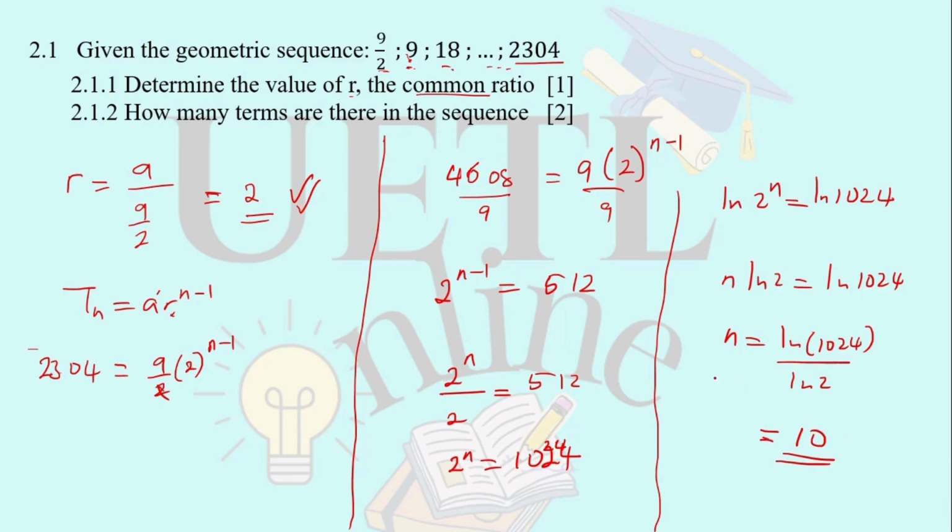From here there are many other ways to solve this equation. I just used this one, which is a more direct one. You just have to apply ln and the laws of logarithms and get your answer. So this was our answer for the first one: we can know that our common ratio is 2 and there are 10 terms. These are our answers, as easy as that. Let's go on to the next question.